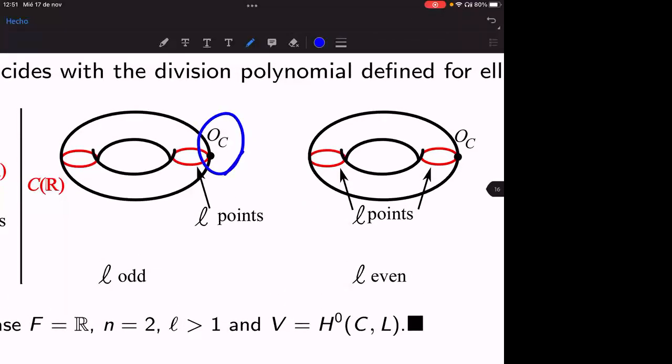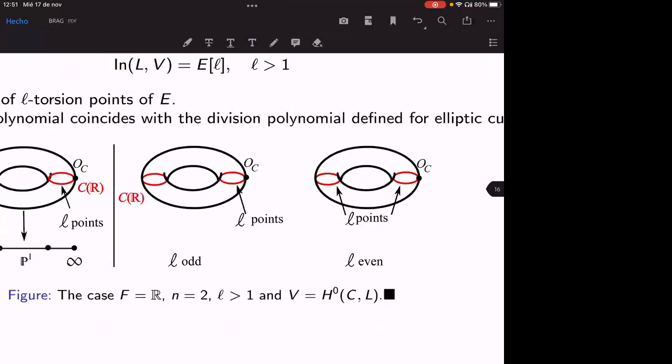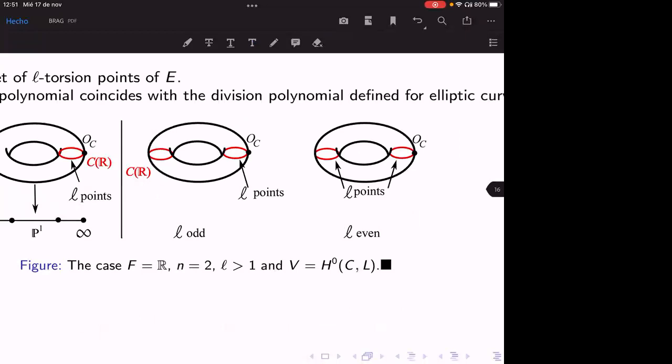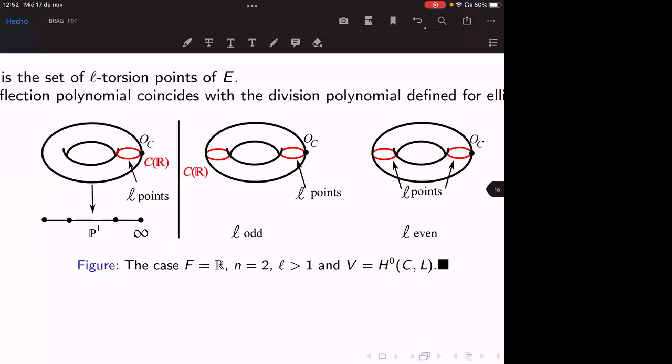And the line bundle is L times this point, right? So the behavior that I want to convey here is that you have two cases. If L is odd, then you are going to have L points on the component which contains the point at infinity, and none on the other. And if L is even, then you are going to have L points on each component. And the same analysis that we made before for the case of one component remains valid. I mean, we project to P1 and we project all the inflection points, and then we form the polynomial and we try to factorize it.